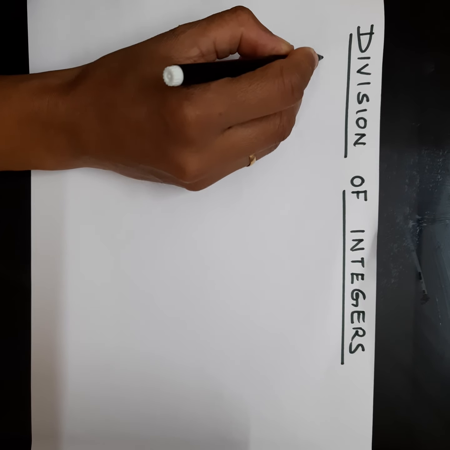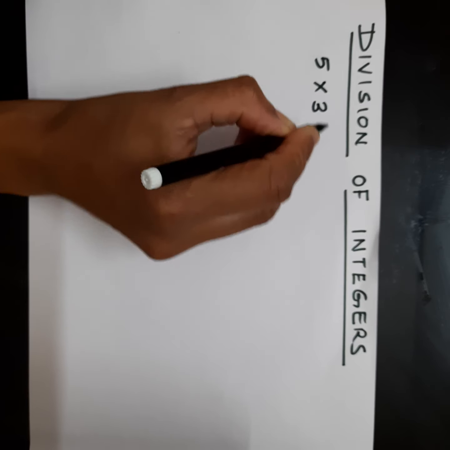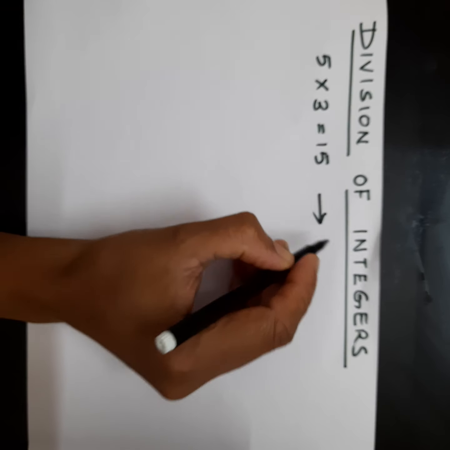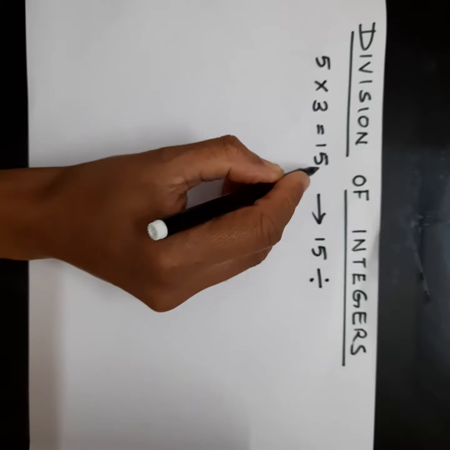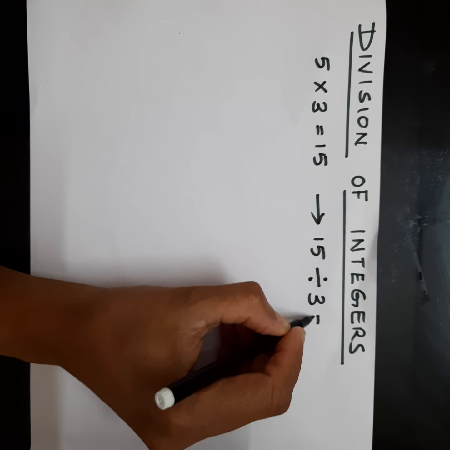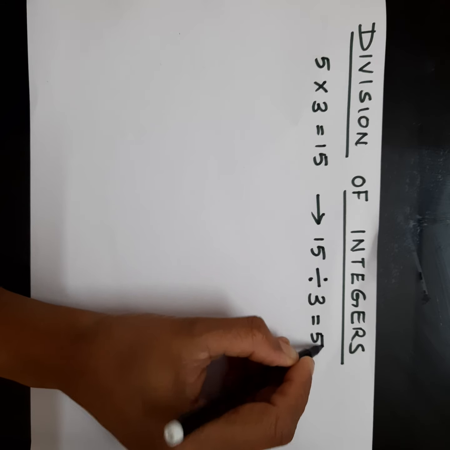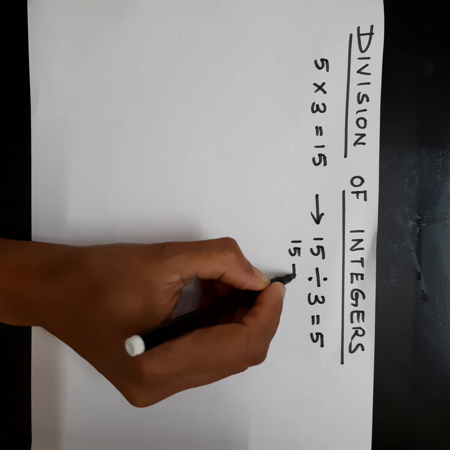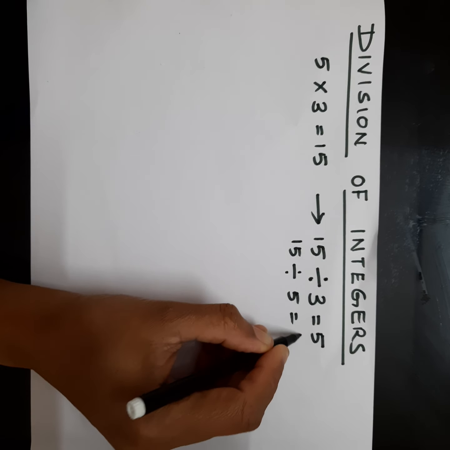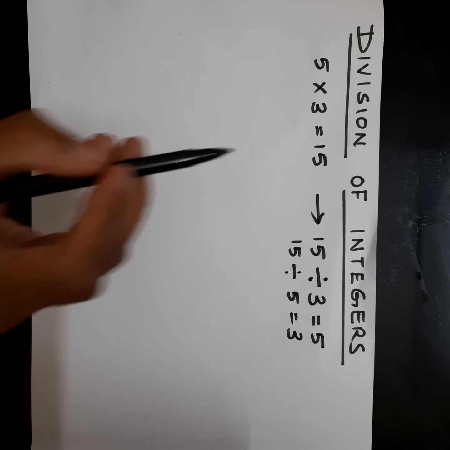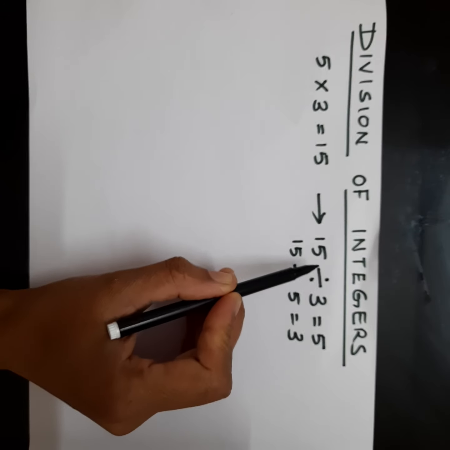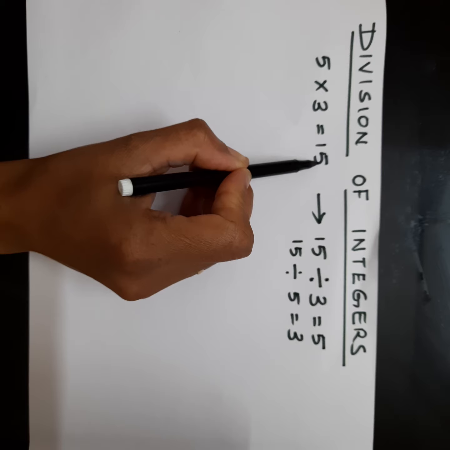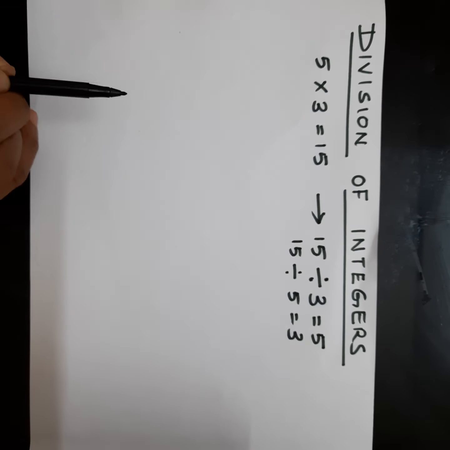Now we know 5 into 3 is equal to 15. So from this we can write 15 divided by 3 is equal to 5. Also, 15 divided by 5 is equal to 3. Okay, so 5 into 3 is 15, so we can write 15 divided by 3 is equal to 5. Also 15 divided by 5 is equal to 3.